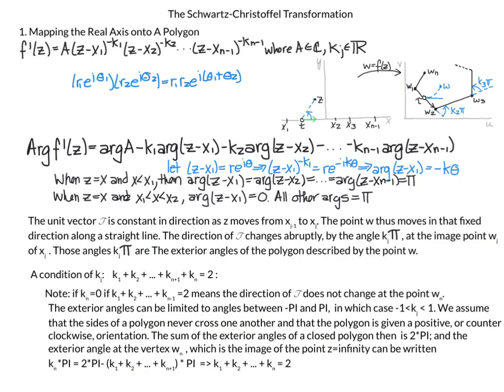Then the unit vector tau is constant in direction as z moves from x sub j minus 1 to x sub j. The point w thus moves in that fixed direction along a straight line, and the direction of tau changes abruptly by an angle k sub j pi at the image point w sub j of x sub j. These angles, k sub j pi, are the exterior angles of the polygon described by the point w. We have this condition that all of our k's will sum to 2.